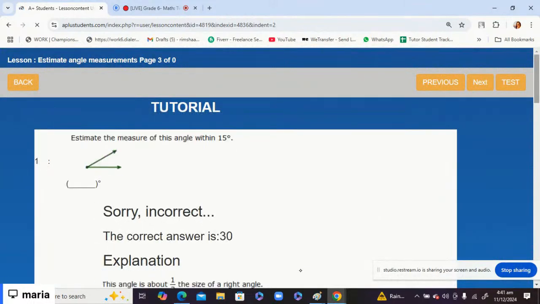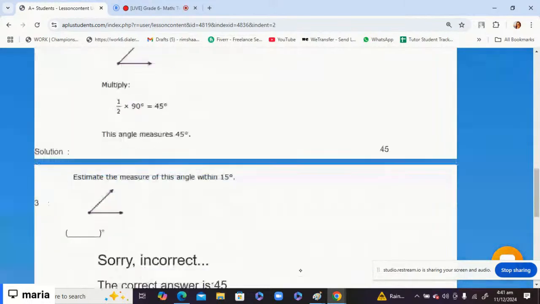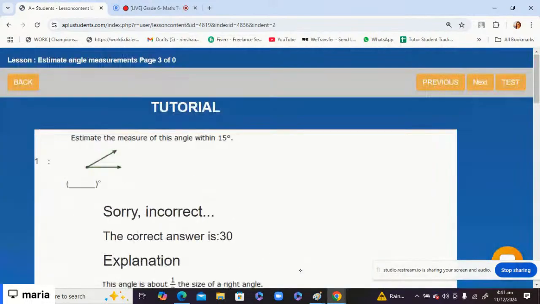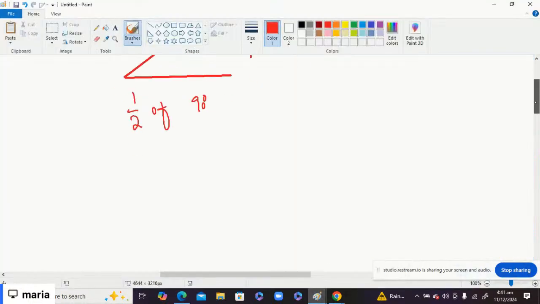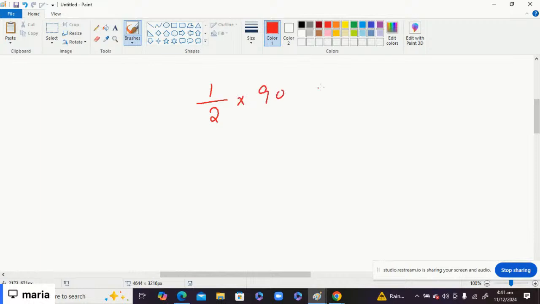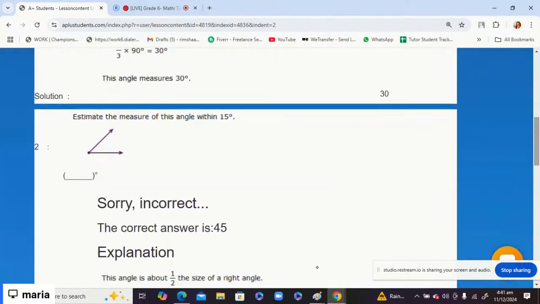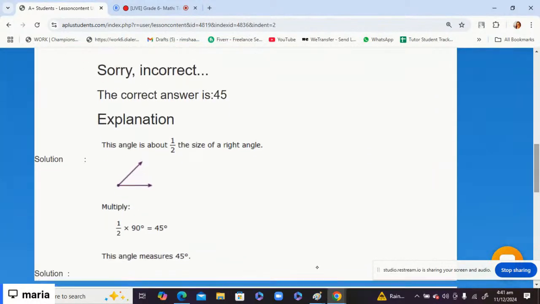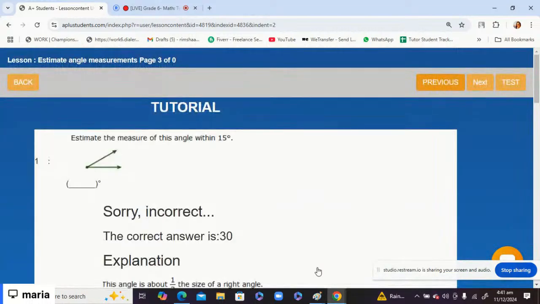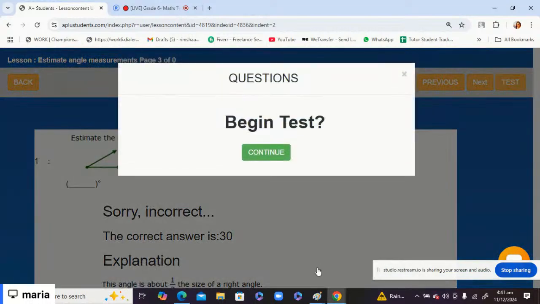Let's see the next. Yeah, this is the same thing. Okay, 1 by 3 part of 90, 1 by 2 part, and if there is 1 by 2 part of 90, what's the answer for that? 1 by 2 part of 90, so it's 90 by 2, that is 45 degrees. Okay, it's just an estimation, so we are going to write it in the form of an estimate. Okay, let's do the test.